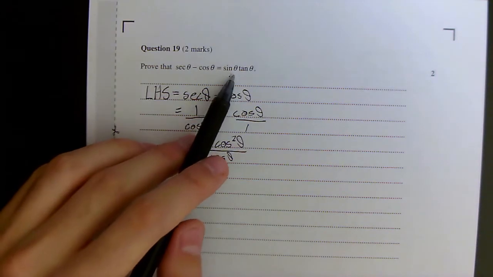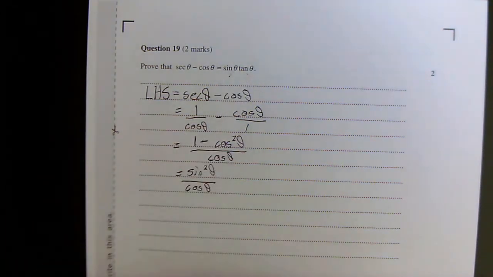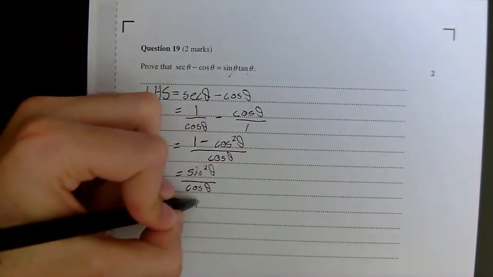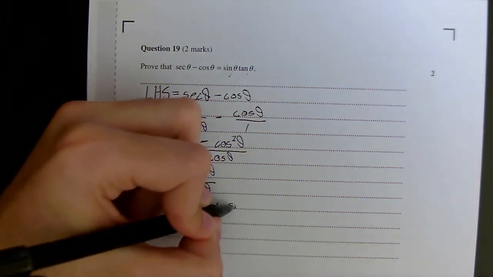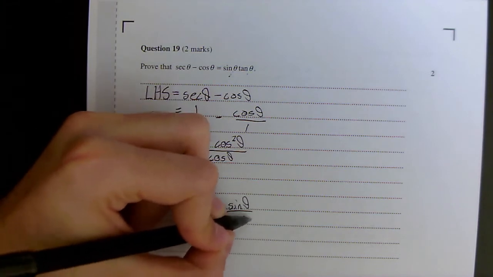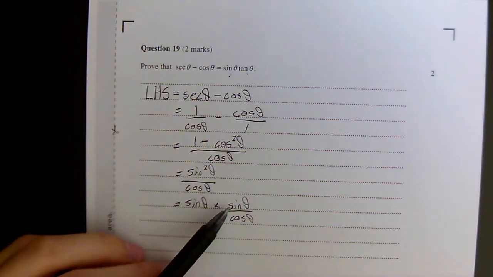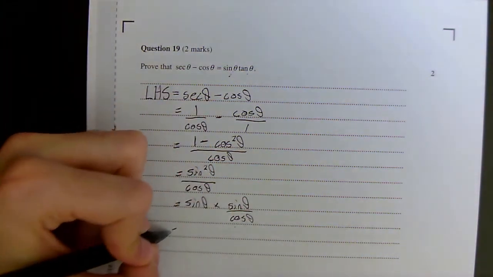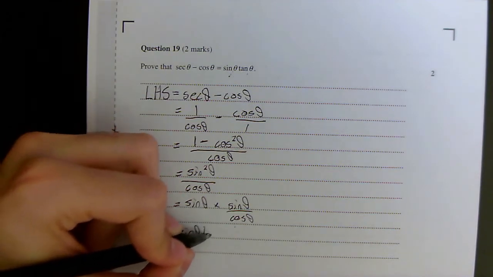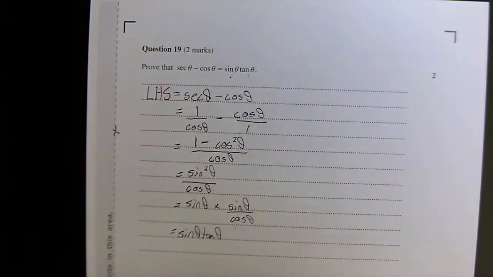And look where we need to get to. We need a sine theta times a tan theta. Now we already have a sine theta there, so let's bring it out. So it's sine theta times sine theta on cos theta. And what do we know about sine theta on cos theta? That's just equal to tan theta. So it's sine theta tan theta. And there we go, that's it. Question 19.